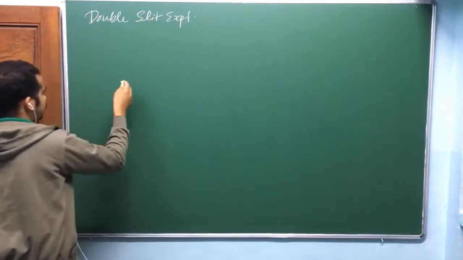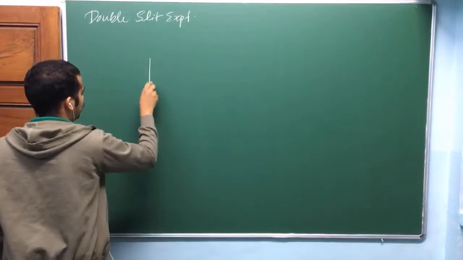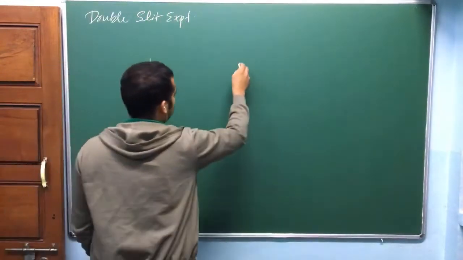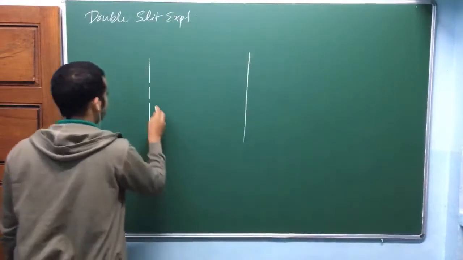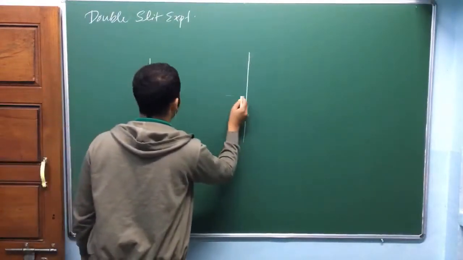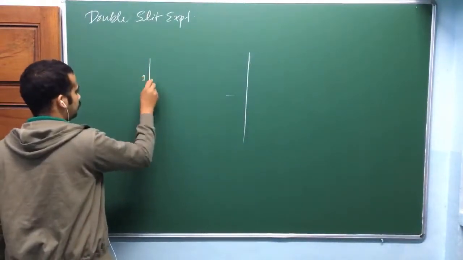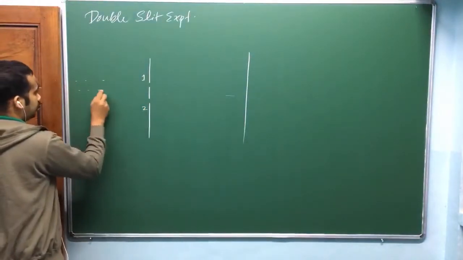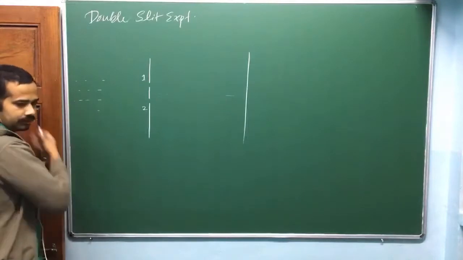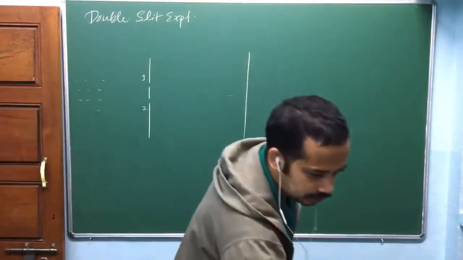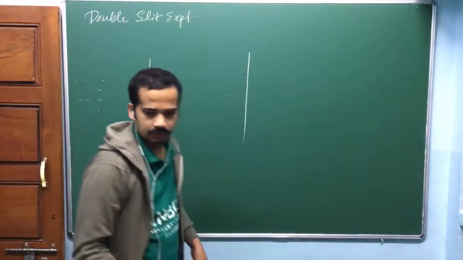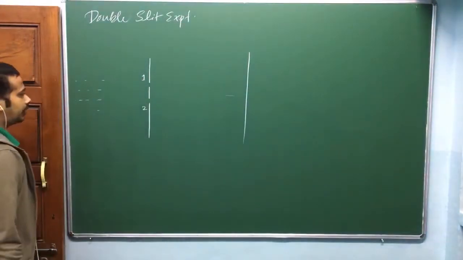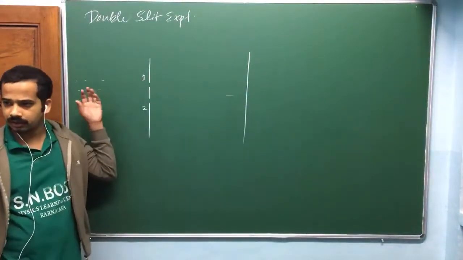Double slit experiment with electrons. Again we had two slits, and we had a screen here. So slit 1, slit 2, we named them. Here we were sending electrons from a very large distance, so that the electron beams will be practically parallel.